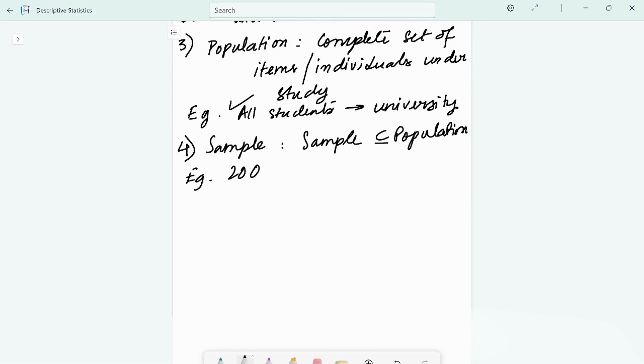Can you tell me why do we use samples? Because studying the entire population is often expensive, time-consuming, or even impossible. A well-selected sample can give us accurate insights into the whole population, right?